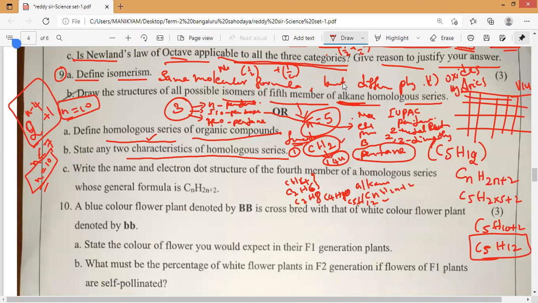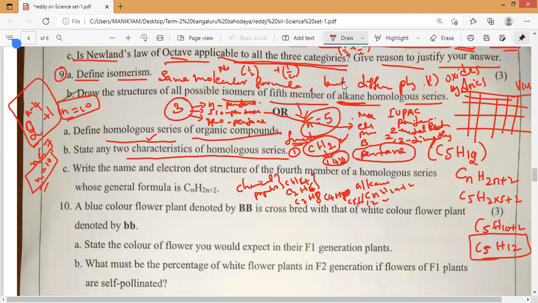Members of a homologous series differ by a CH2 unit, meaning 14 units of atomic mass, and all members of a homologous series have the same functional group. That you can write. Or else, they have the same general formula, you can write it. Or else, they have the same chemical properties. Yes or no, guys? Same chemical properties. So that is what you have to write. They are asking for any two. If you write them, you will get half mark plus half mark, 1 mark for any two properties.